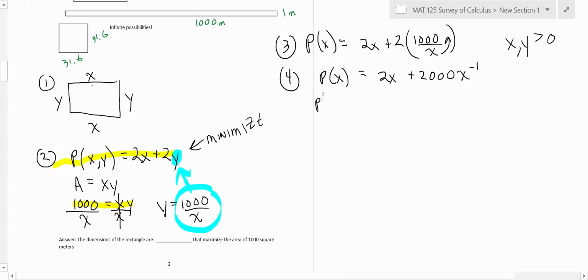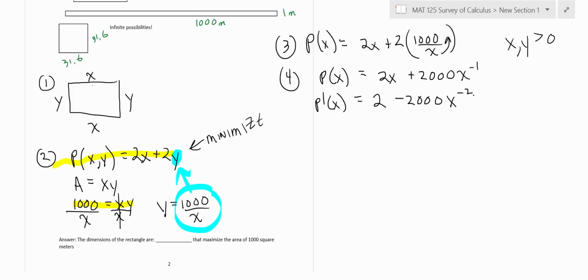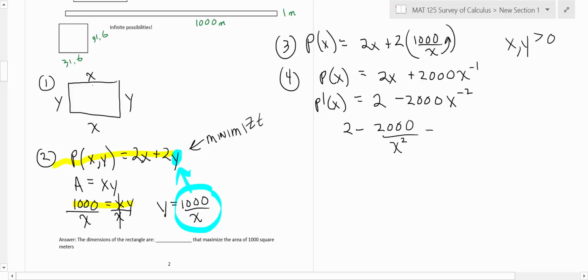So let's do P prime of x. So that's going to be the derivative of 2x is 2. Do a power rule here to get minus 2,000x to the negative 2. That's your first derivative. Now, what do you do with that? You're finding a critical number, so you set it to 0, and you look where it's undefined. So you're going to have 2 minus, and I'm going to write this as 2,000 over x to the second is equal to 0. Okay, like that.